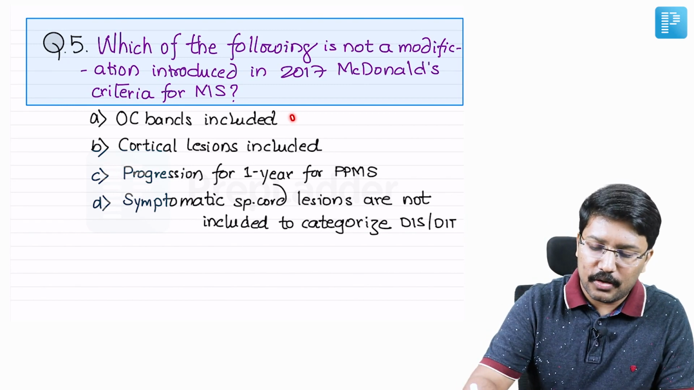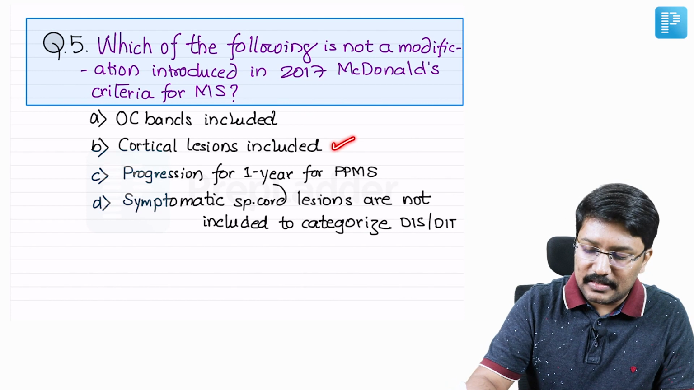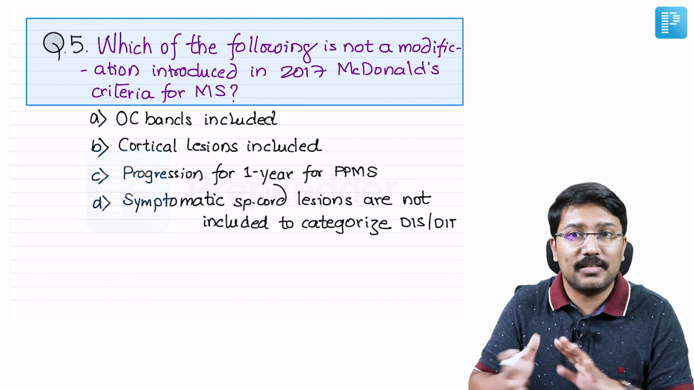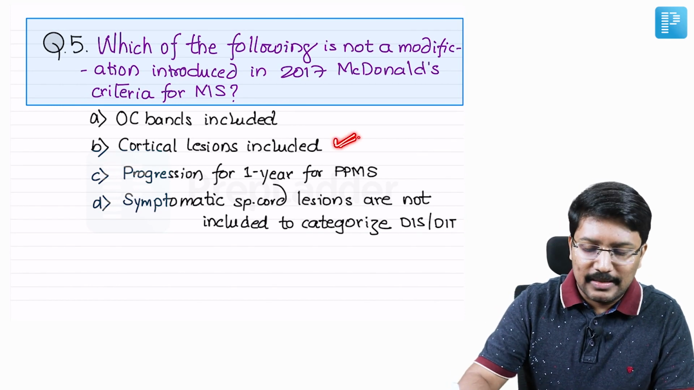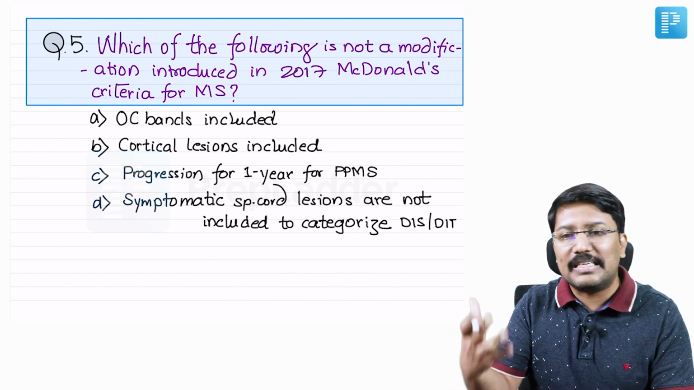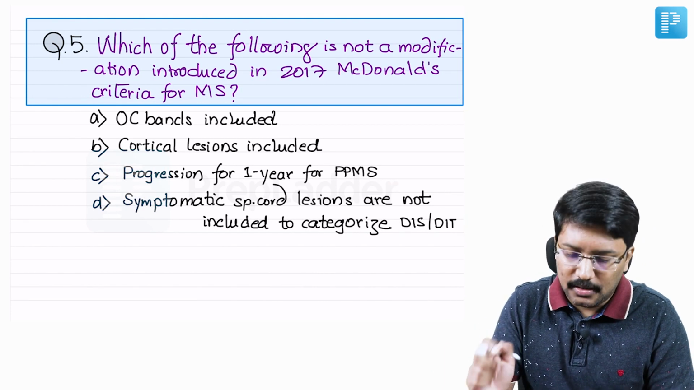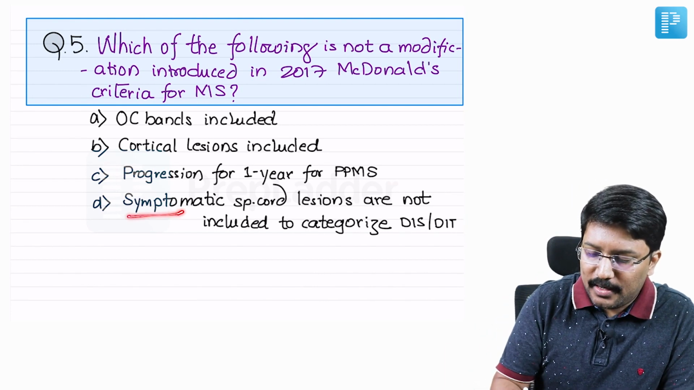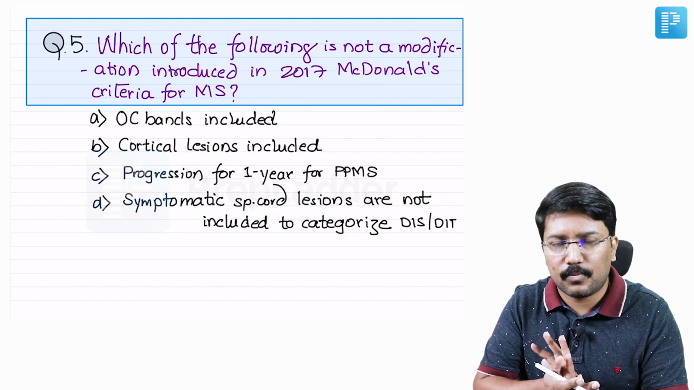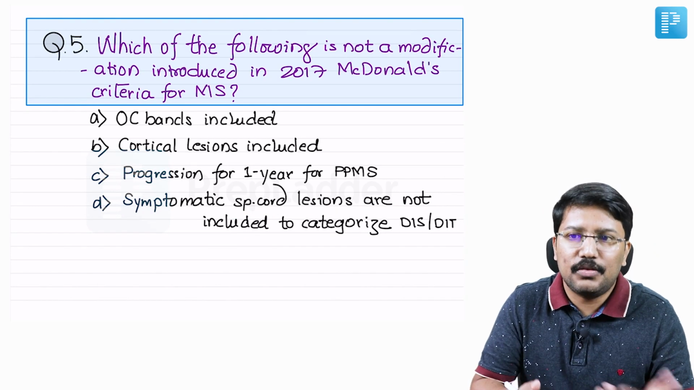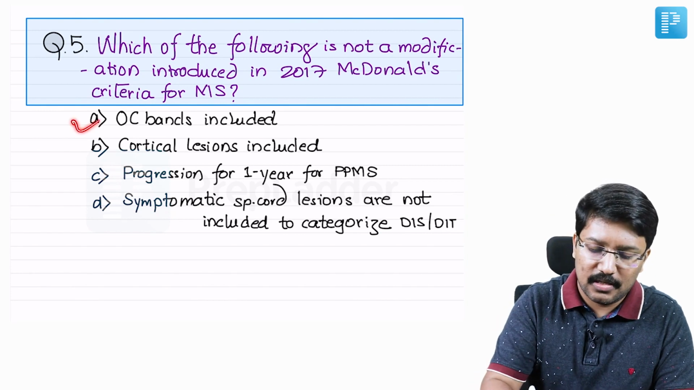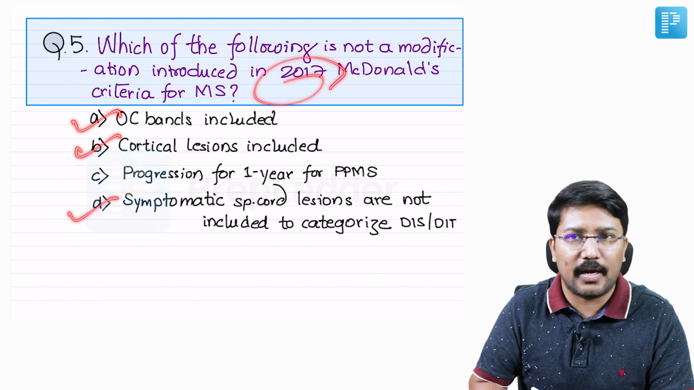What are those? They included the oligoclonal bands. They included the cortical lesions. In the previous criteria, the cortical lesions were not included; previous criteria were only including the juxtacortical lesions. So that was included. For primary progressive multiple sclerosis, yes, a 1 year history of progression is required. Okay, so that is also a fair statement. So option D, which says symptomatic spinal cord lesions are not included to categorize dissemination in space or time, that is false. Symptomatic spinal cord lesions were considered or introduced in 2017. So these are particularly important inclusions in the 2017 McDonald's criteria.